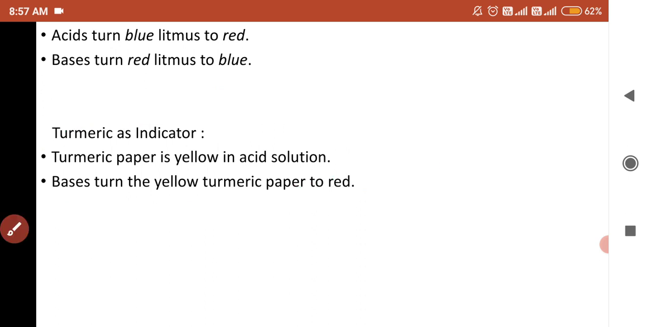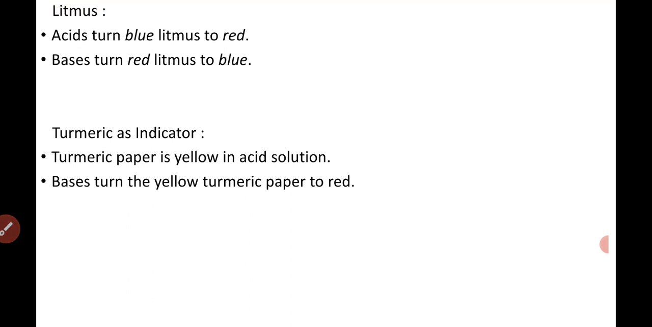In the same way you can note down this also for litmus. When the blue litmus paper is added to an acidic solution, it will change to red, and when red litmus paper is added to a basic solution, it will change to blue. You can note down these two points from both the litmus and turmeric indicators.